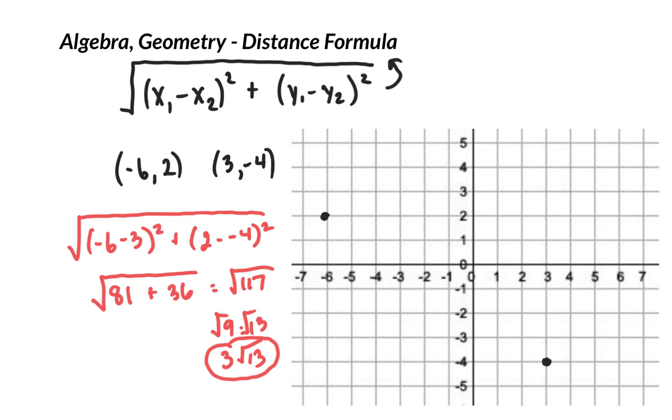Now, just to draw in here what we did, just so you have the visual, we figured out how far apart the y's were. That was 6 units if we count it. We figured out how far apart the x's were. That was 9 units. And then we simply calculated the hypotenuse.